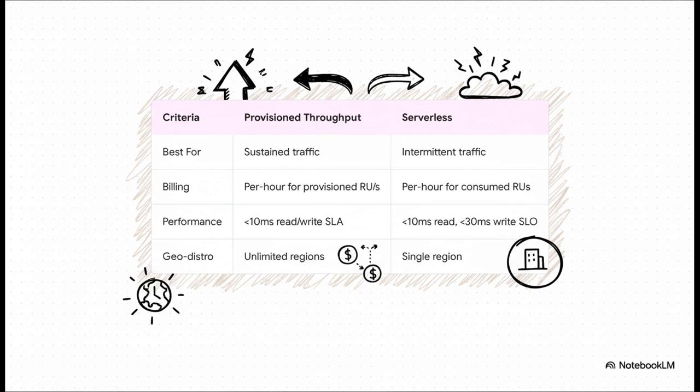With provisioned, you're buying predictability. You get that sustained traffic, a super strict sub-10 millisecond SLA, and you can go global across unlimited regions. With serverless, you're buying flexibility for that unpredictable traffic. But notice the compromises. You're limited to a single region, and the write performance guarantee just isn't quite as tight.